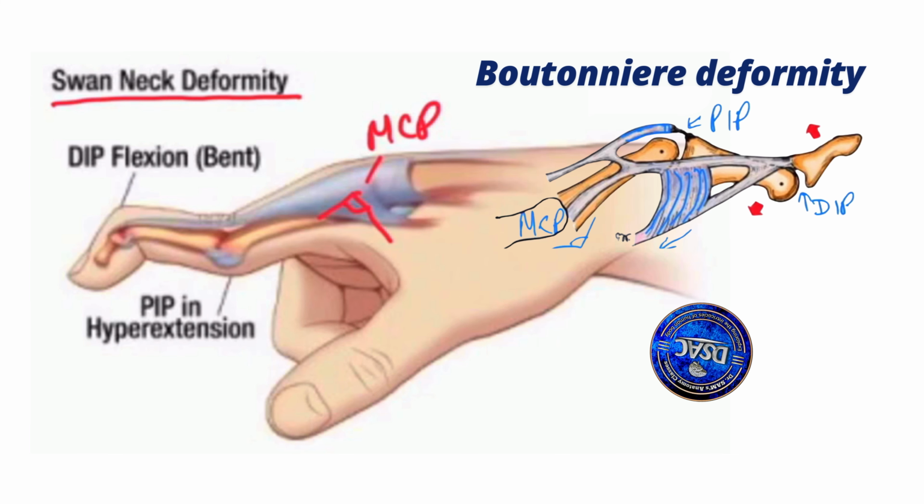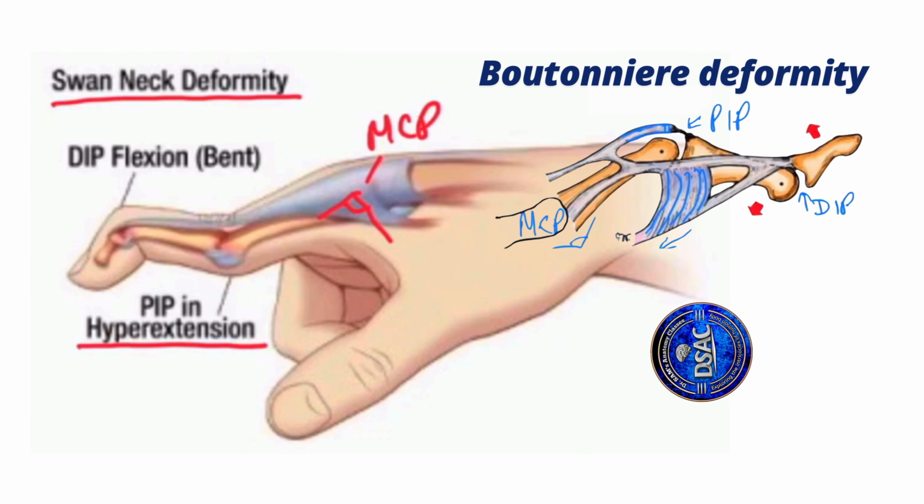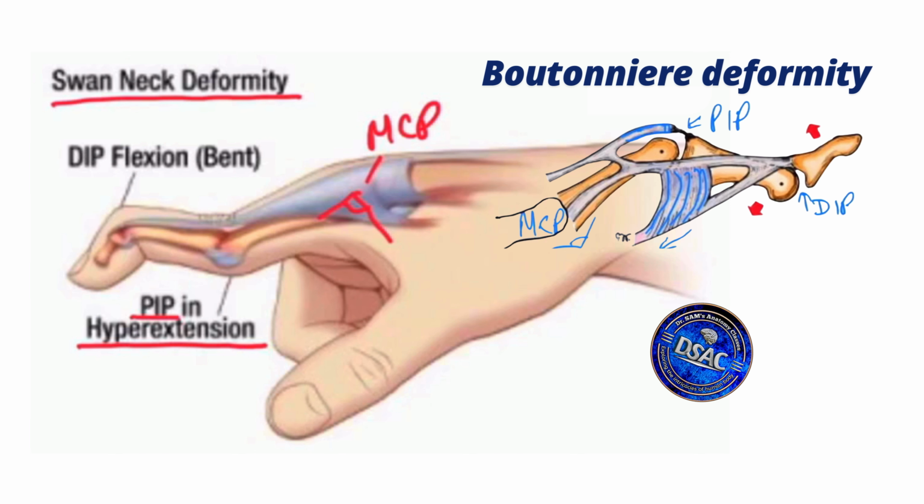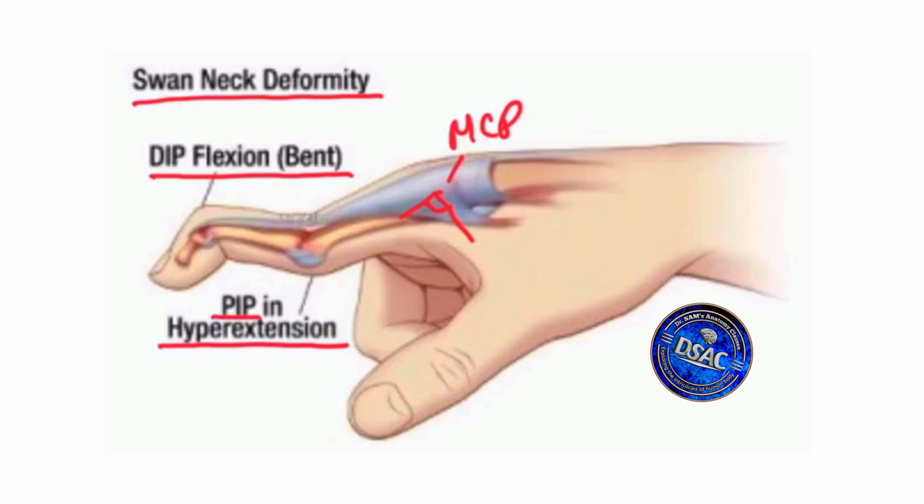In Boutonniere's, there was hyperflexion at PIP, but in swan neck deformity, there is hyperextension at PIP. In Boutonniere's, there was extension at DIP, distal interphalangeal joints, but in swan neck deformity, there will be flexion at DIP. So it's just the reverse of Boutonniere's, and this is called swan neck deformity.